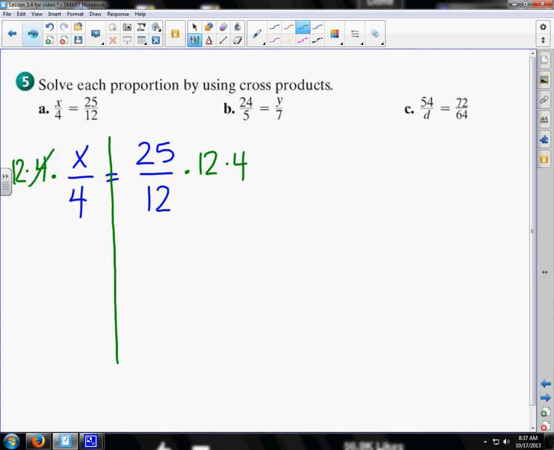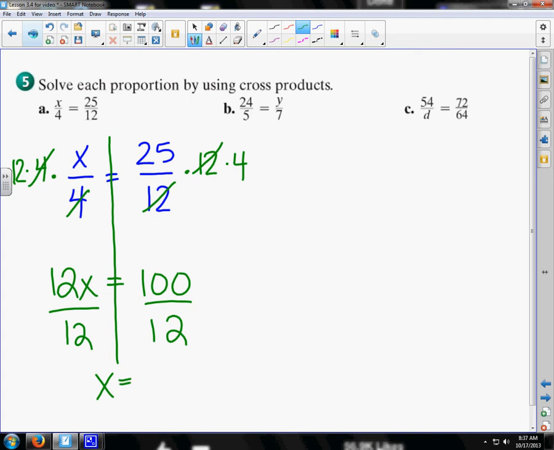So now these 4's cancel out and I have 12x. And these 12's cancel out and I have 100. So then I divide both sides by 12 and I see that 100 divided by 12 is 21.53.